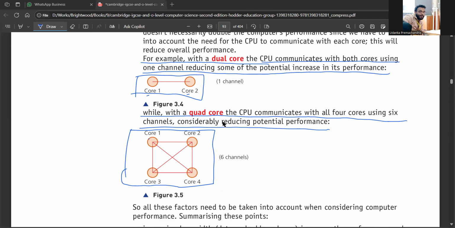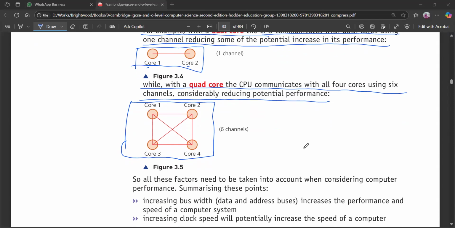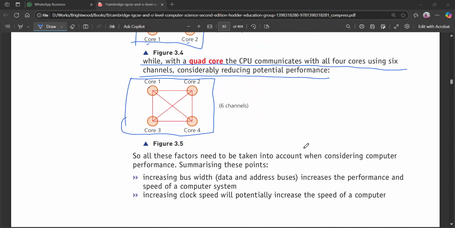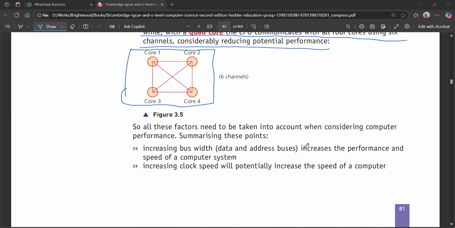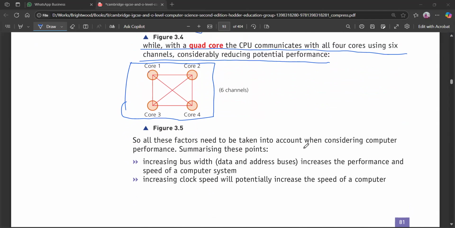Okay, you can write like that. There I have it, dual core and quad core like that. So there are two options like that. Here in the quad, it's an increase in channels. Because of that only you can increase your processing speed. So all these factors need to be taken into account when considering computer performance.